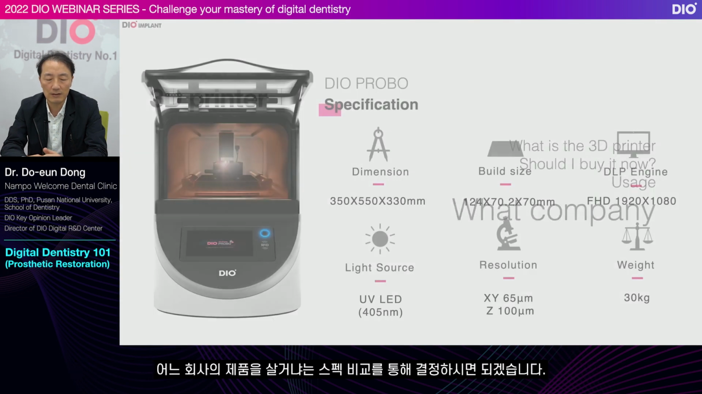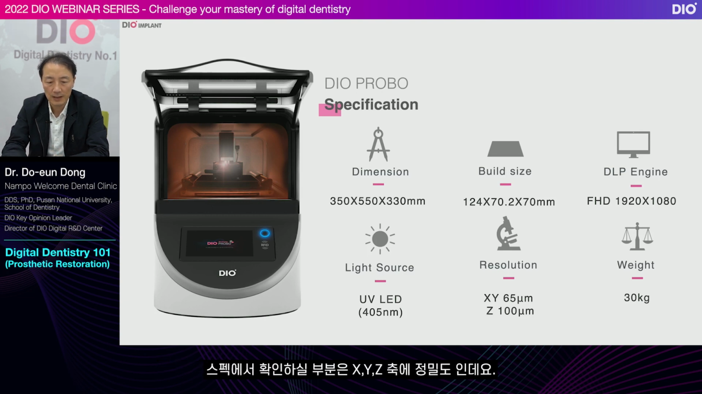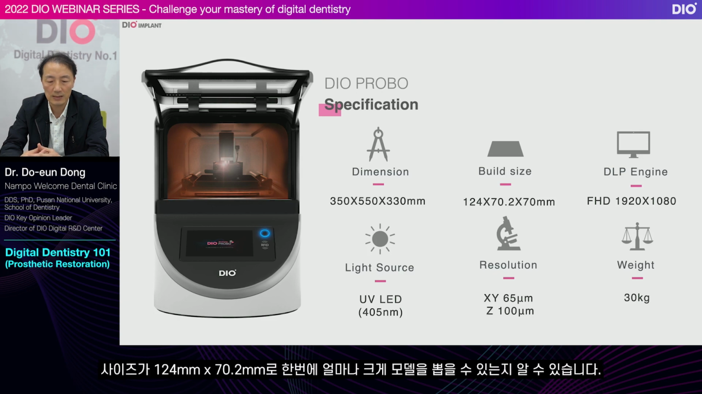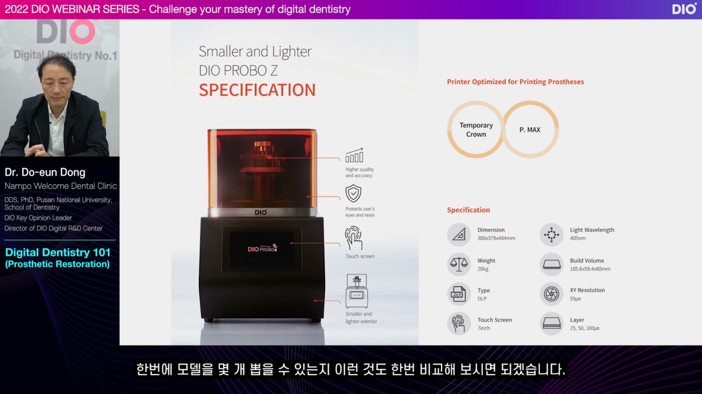You can compare the specifications to choose which company product to purchase. What to check in the specification is the precision of the X, Y, and Z axes. The resolution is 65 micrometers on the XY axis and 100 micrometers for the Z axis. This Probo you see right now is a little more precise and adjusts to 25 micrometers and 50 micrometers. The size is 124 millimeters by 70.2 millimeters, so you can know how big of a size can be printed at one time. You can also compare how many models you can print out at one time.